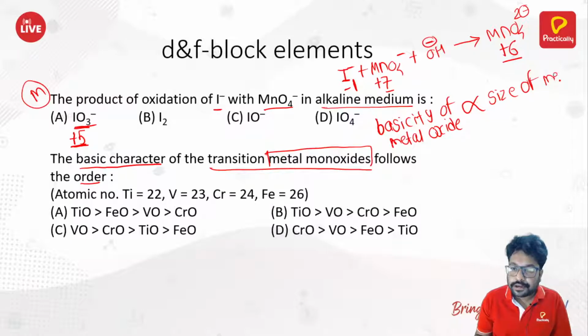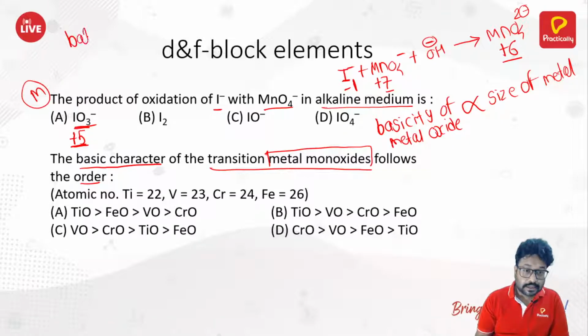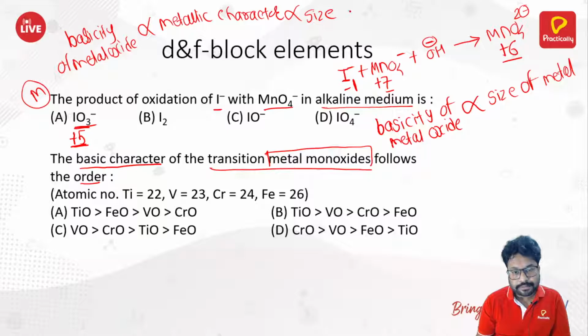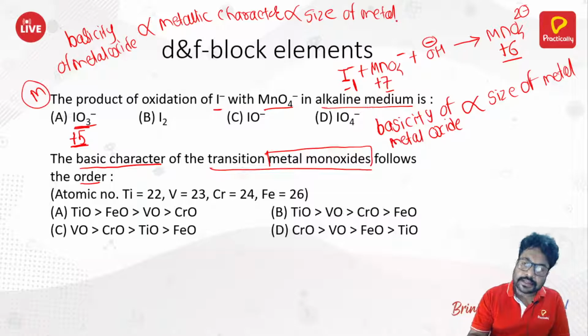Size of metal. Why? Because the basicity of metal oxide is directly proportional to metallic character, right? And metallic character is directly proportional to size of metal. So what do we mean by that? Larger the size of a metal, higher will be its metallic character. Higher the metallic character, more basic will be that metallic oxide.